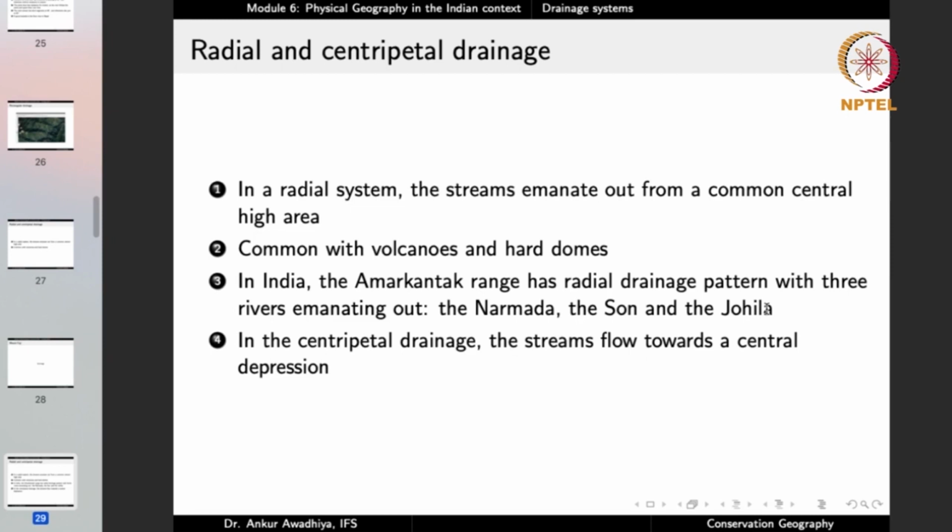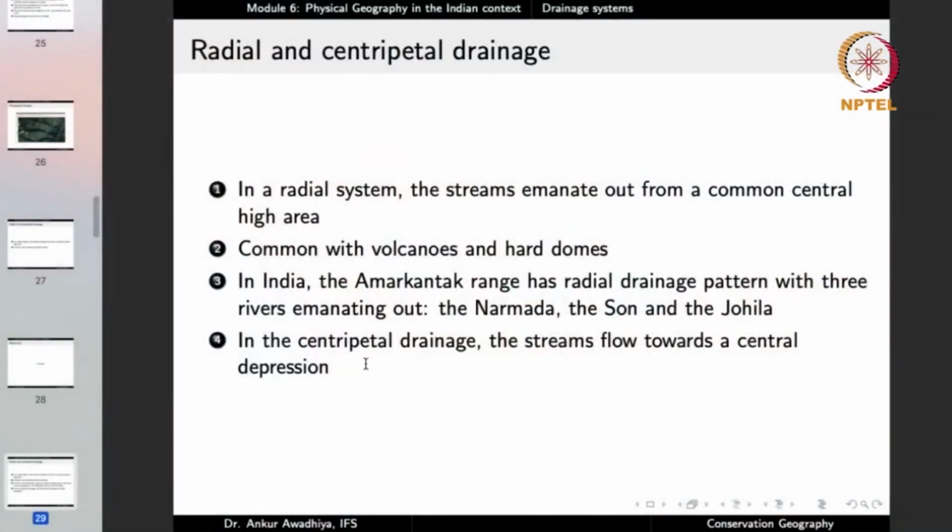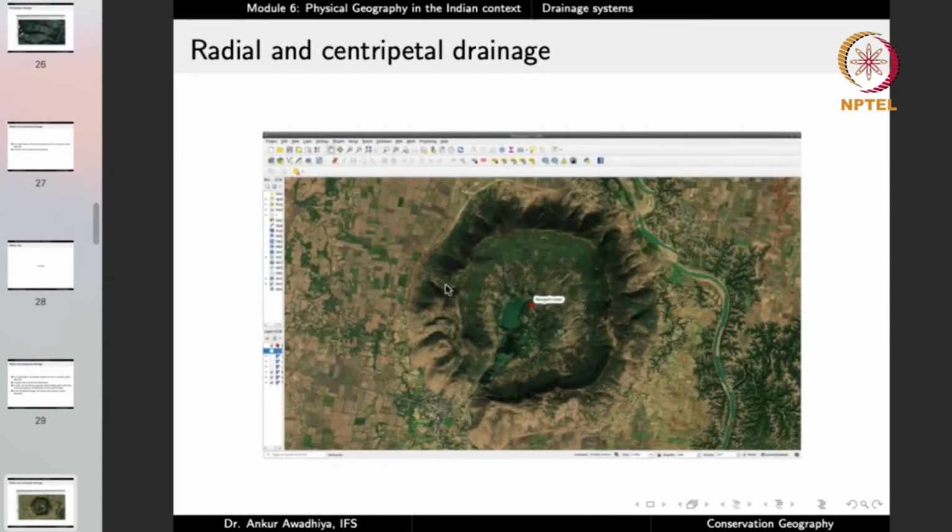Now similar to a radial pattern, we can also have a centripetal pattern. In the radial pattern, the streams are moving away from a common highland. In the case of a centripetal pattern, the streams are moving towards a common lowland. So in the case of a centripetal drainage, the streams flow towards a central depression. So this is an example.